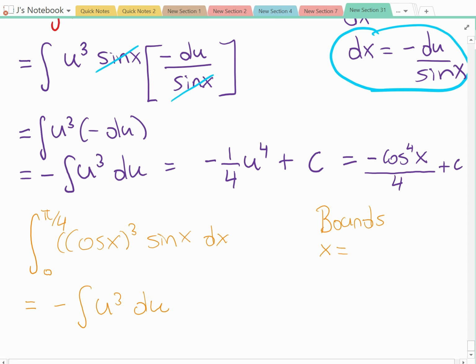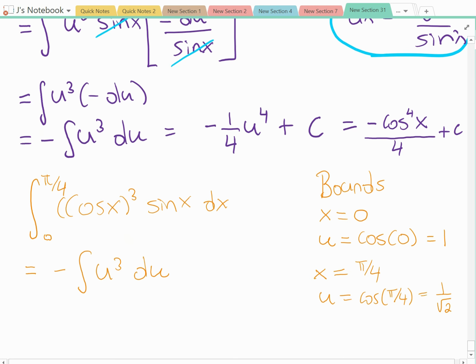If x is equal to 0, u is equal to the cosine of 0, since we let u equal cos of x. Cos of 0 is 1. If x is equal to pi over 4, u is equal to the cos of pi over 4, which is 1 over root 2. So our new bounds become 1 to 1 over root 2.